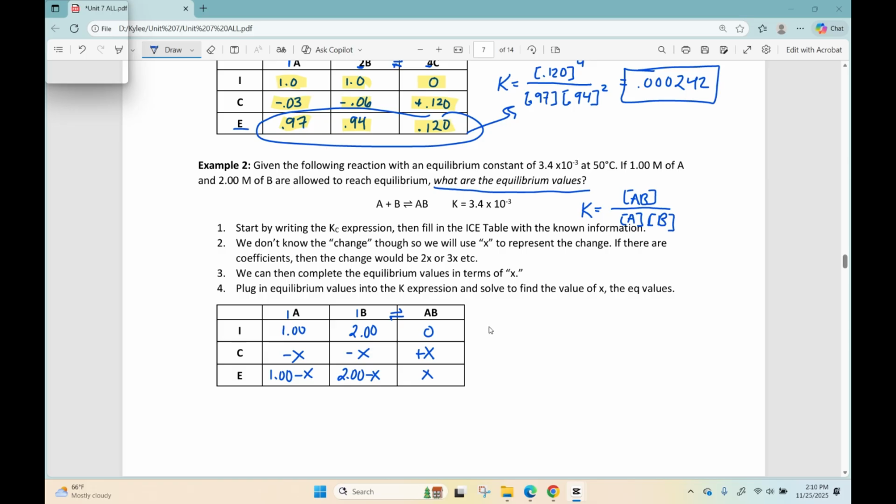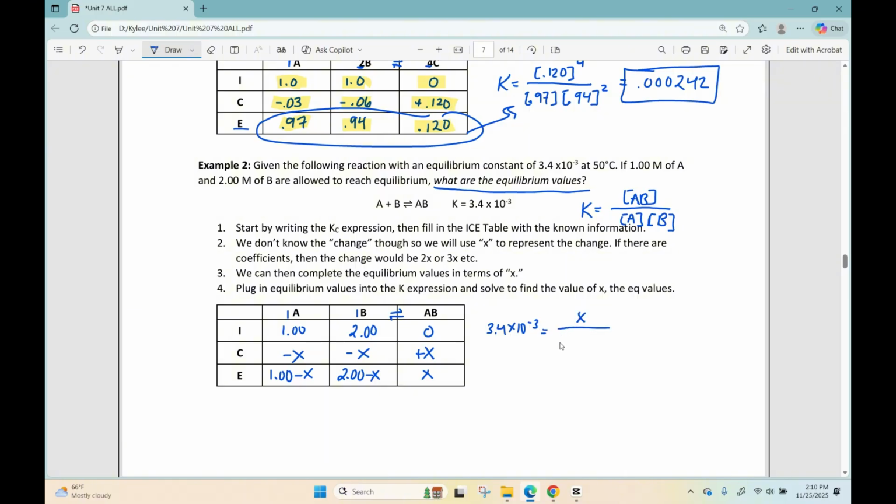Now, from here, we can use our 3.4 times 10 to the negative third equals x over (1 minus x) times (2 minus x). Unfortunately, if you are keeping track at home, that means we would have a polynomial in the bottom that we would need to distribute. And that would turn into us having an x squared value, which is a quadratic. And that can get kind of complicated with the math.